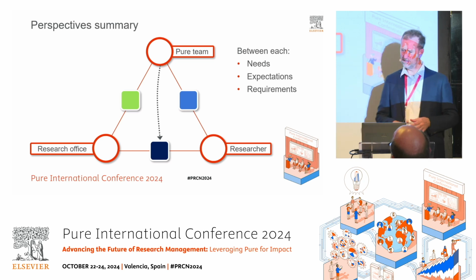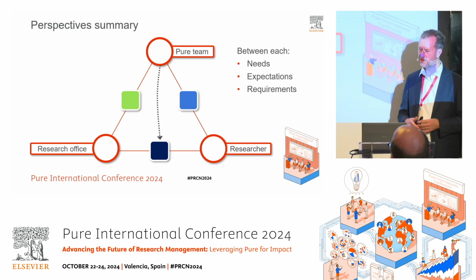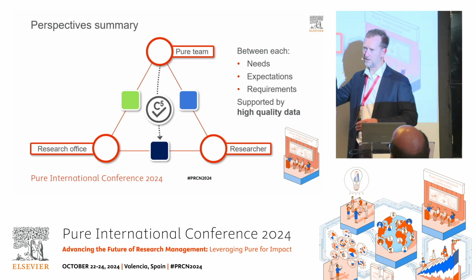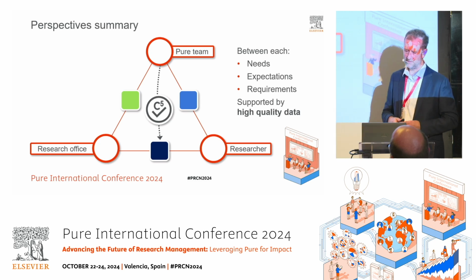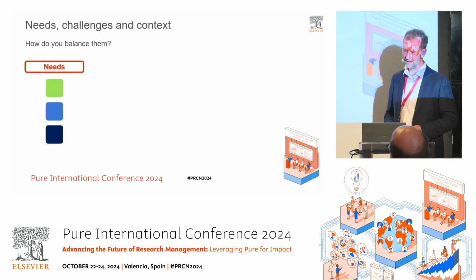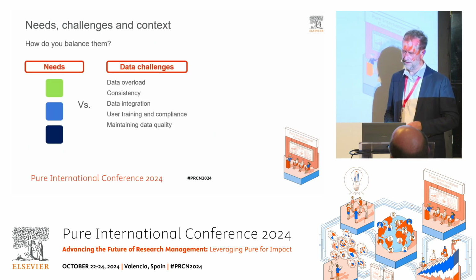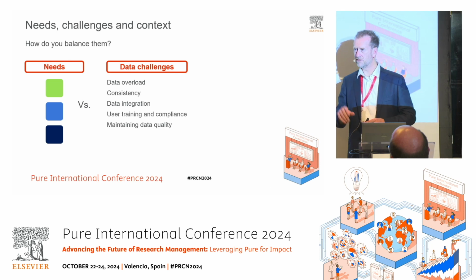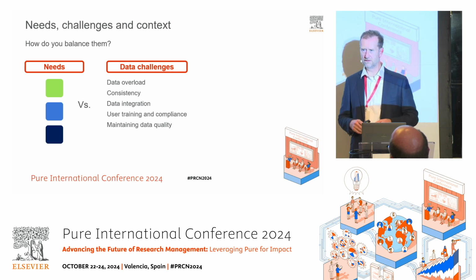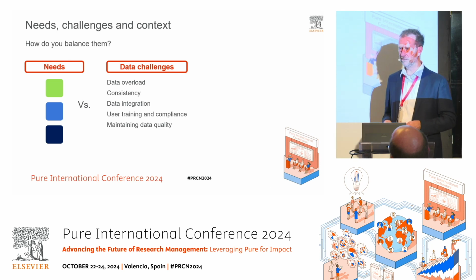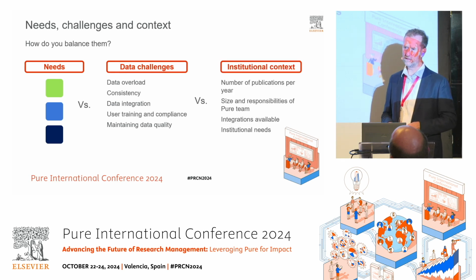Ah, there we go. So between each, there are all these different needs, expectations, and requirements. And because you have that unique position here, we need to make sure that any of these needs, expectations, and requirements are supported by high-quality data between the researcher and the research office. So taking all of those needs together, we have to balance them. And we have to balance them against the data challenges that we talked about earlier, so data overload, consistency, user training, and just generally maintaining high-quality data, and the institutional context.